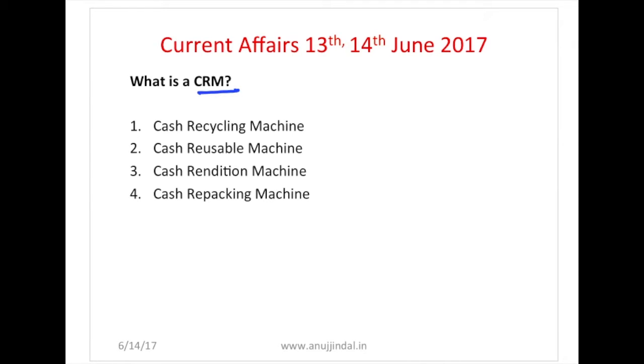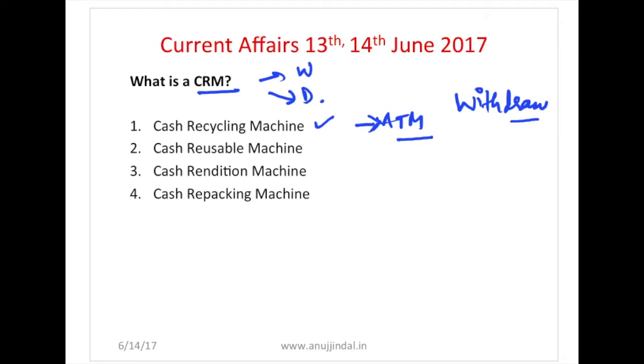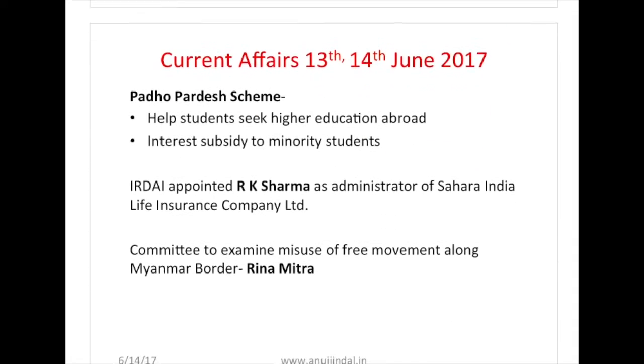What is CRM? CRM is cash recycling machine. So it's an advanced version of an ATM, and companies are trying to push for CRM in place of ATM because it is much more safe, it is much more advanced, and in an ATM you can only withdraw money. But in a CRM you can withdraw money and you can deposit money. You can do both the things. So the answer is cash recycling machine. Important to remember the full form. Let's look at the next one.